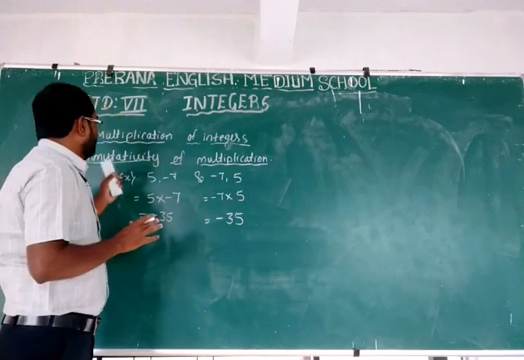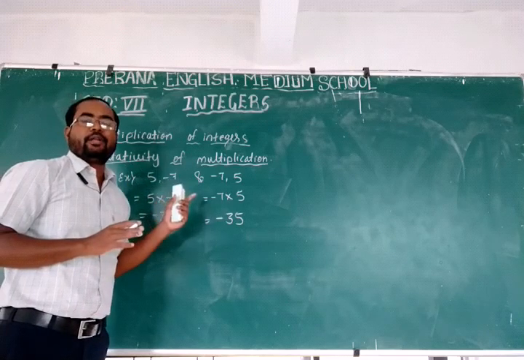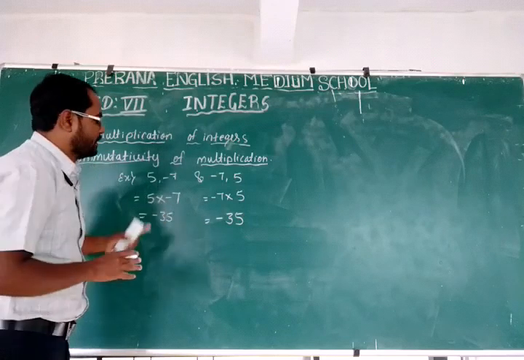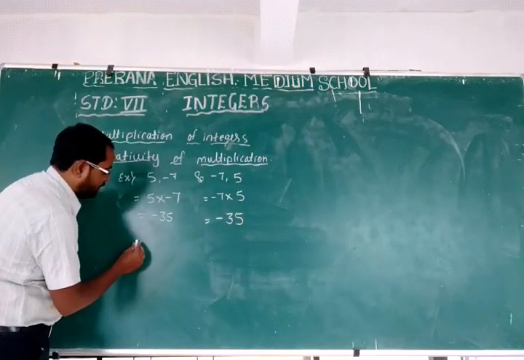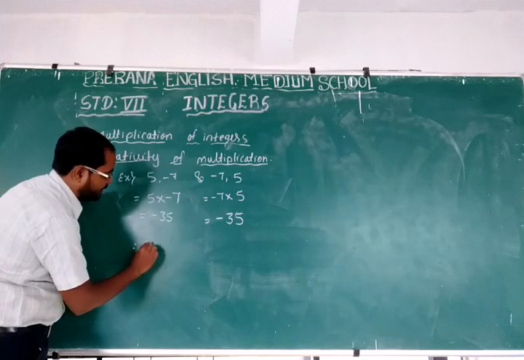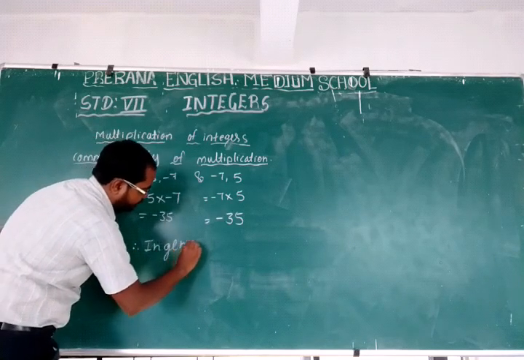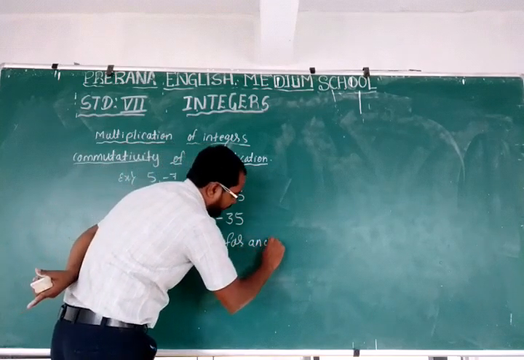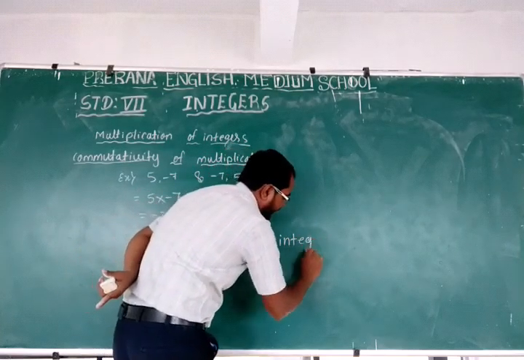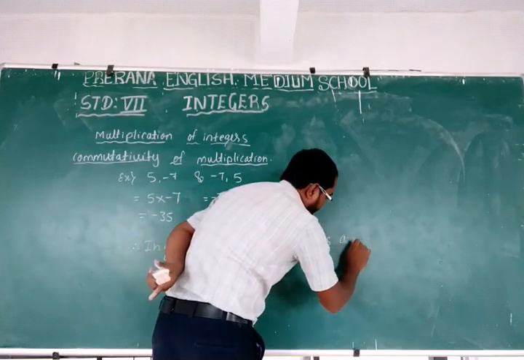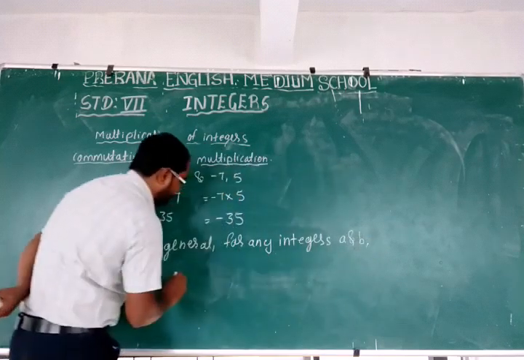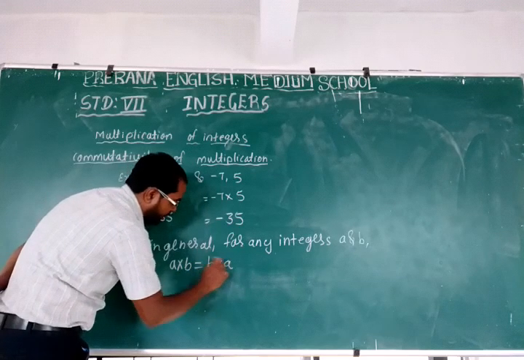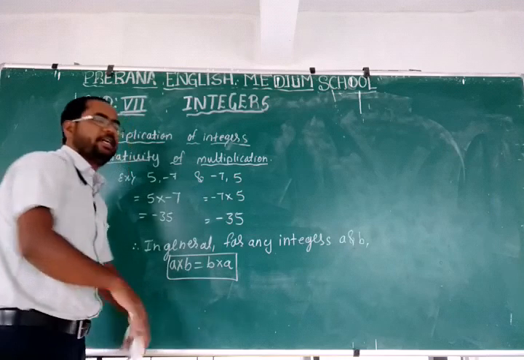That means multiplication is commutative for integers. Therefore, in general, for any integers A and B, A into B is equal to B into A. That means if you interchange the numbers and multiply, at the end the product will be the same.